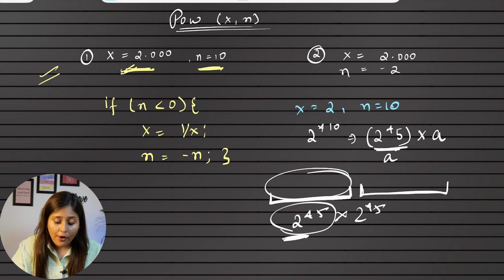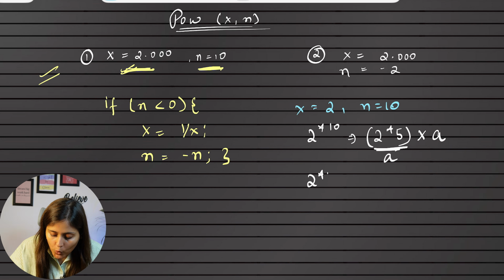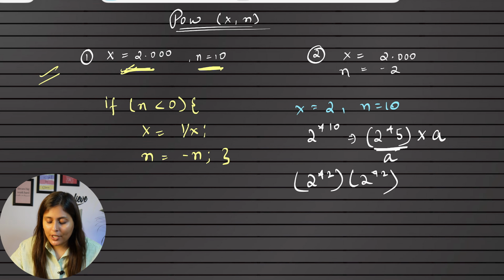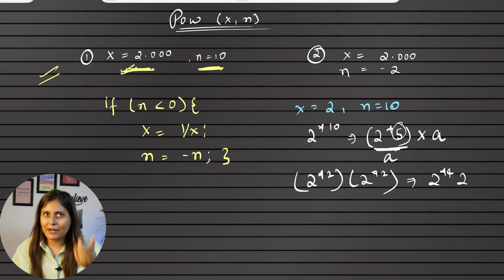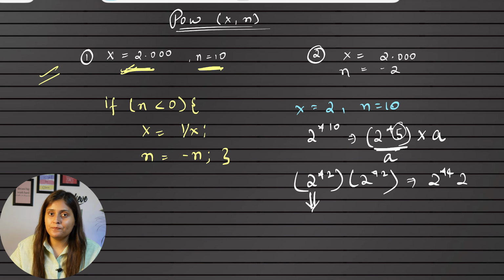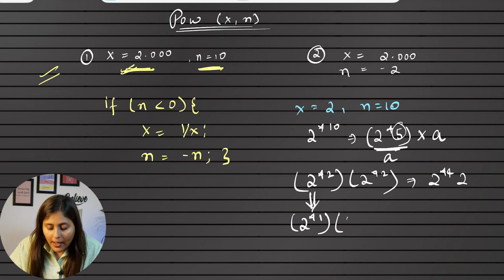Correct? Now with the similar theory, 2 power 5 says that if I can get 2 power 2, I will double it to make 2 power 4. Now because the power was odd, you can see 5, so we will multiply with 1 extra 2. Okay, that we can mention in the logic. Now again 2 power 2 says that if you can give me this 2 power 1, then I will double it and I will get the answer.